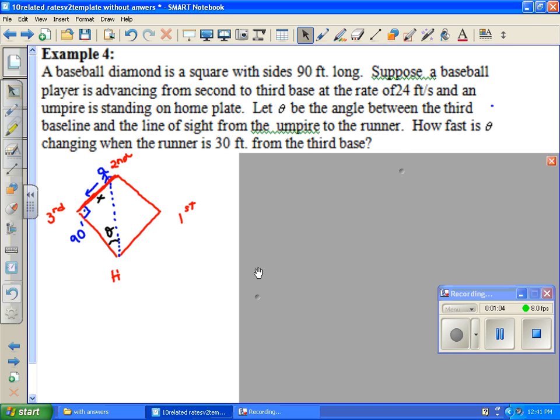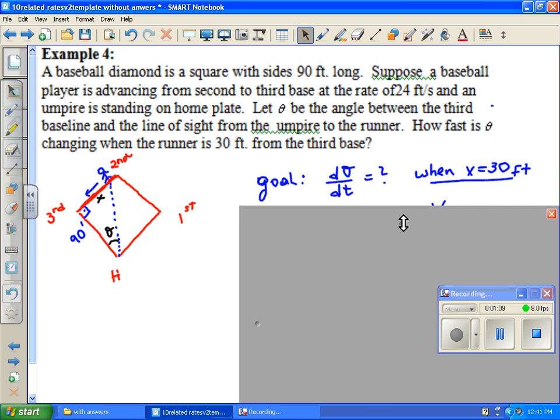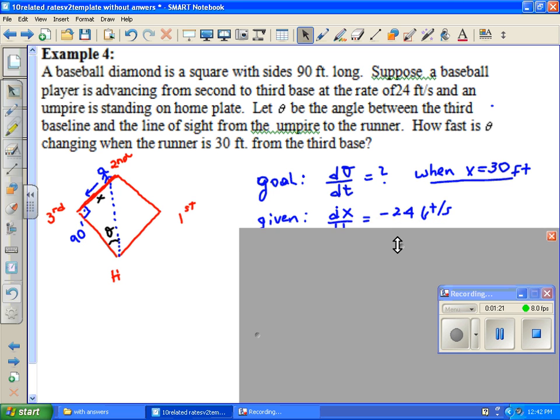So the question is to find the rate of change of the angle, d theta dt, at the moment when the runner is 30 feet from the third base. In other words, when x equals 30. And the given information is that the runner is going at a rate of 24 feet per second, and because the distance x is getting smaller, the rate of change of that distance is negative 24 feet per second.